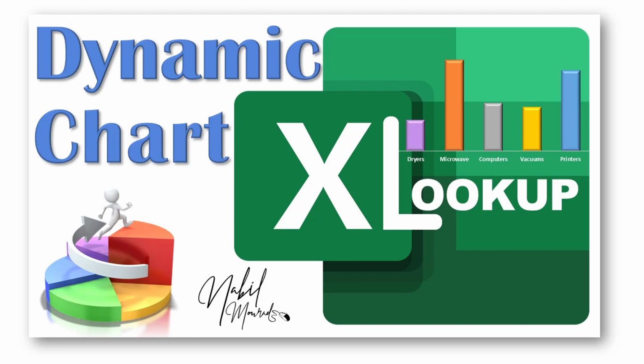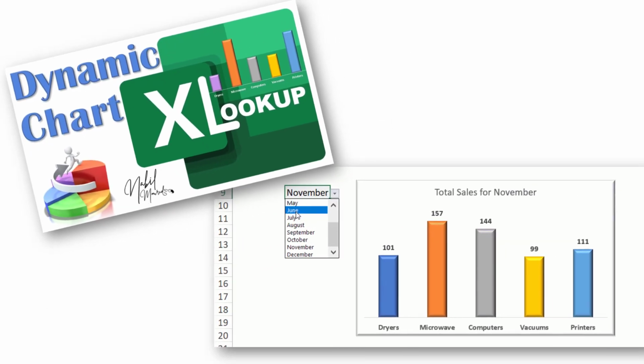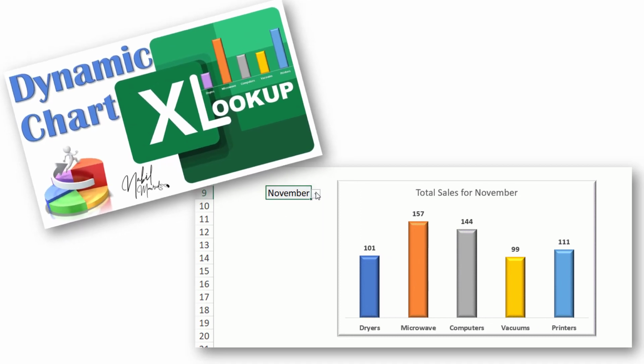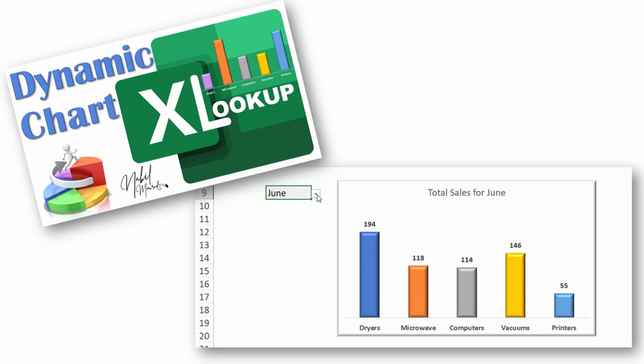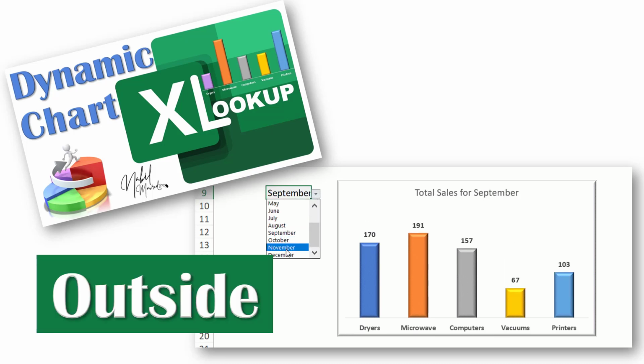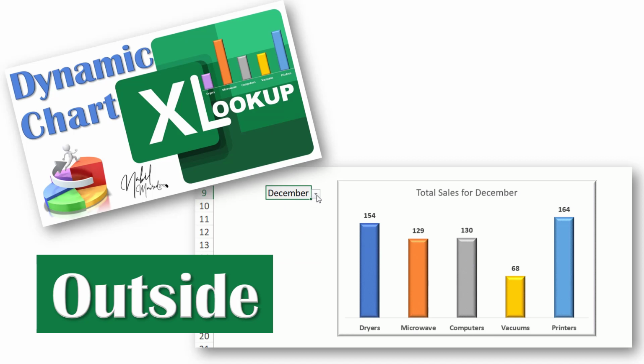We learned in the previous tutorial how to create a dynamic chart and switch the source data by using a drop list. We did that by using an XLOOKUP function and also by using the classic index and match function. You can watch that tutorial by clicking on the link below this video.